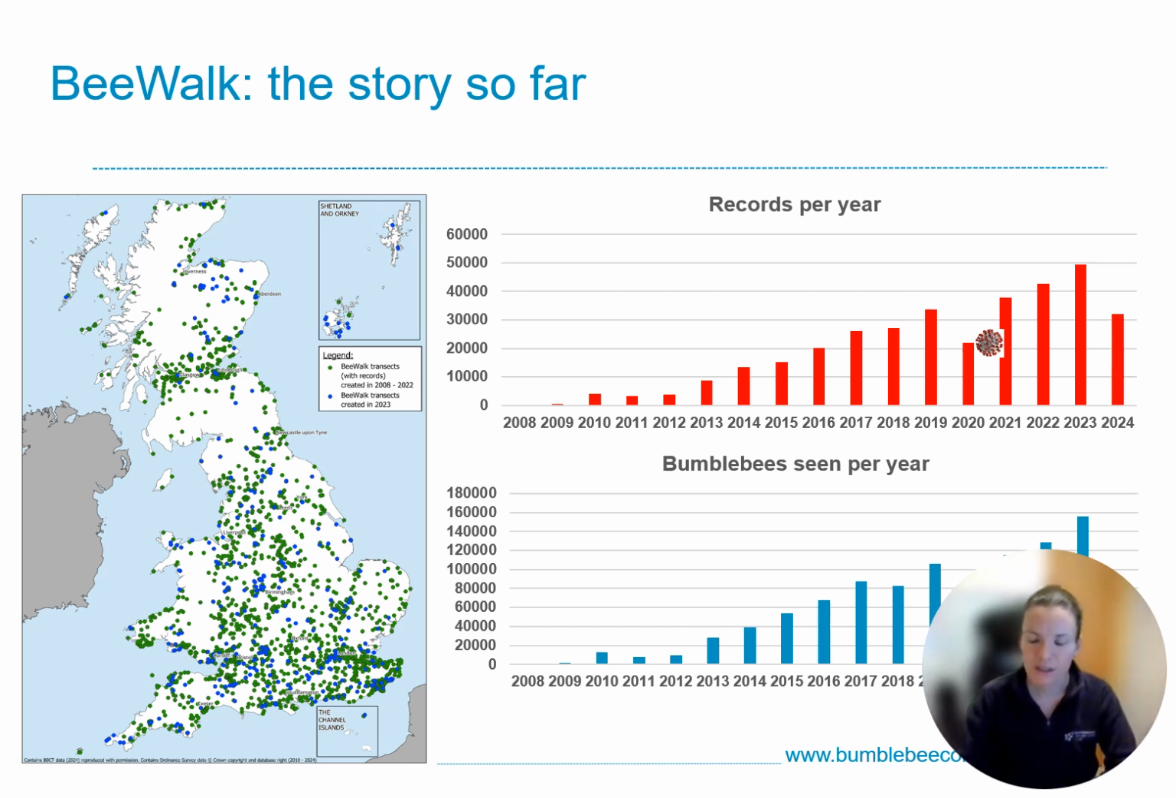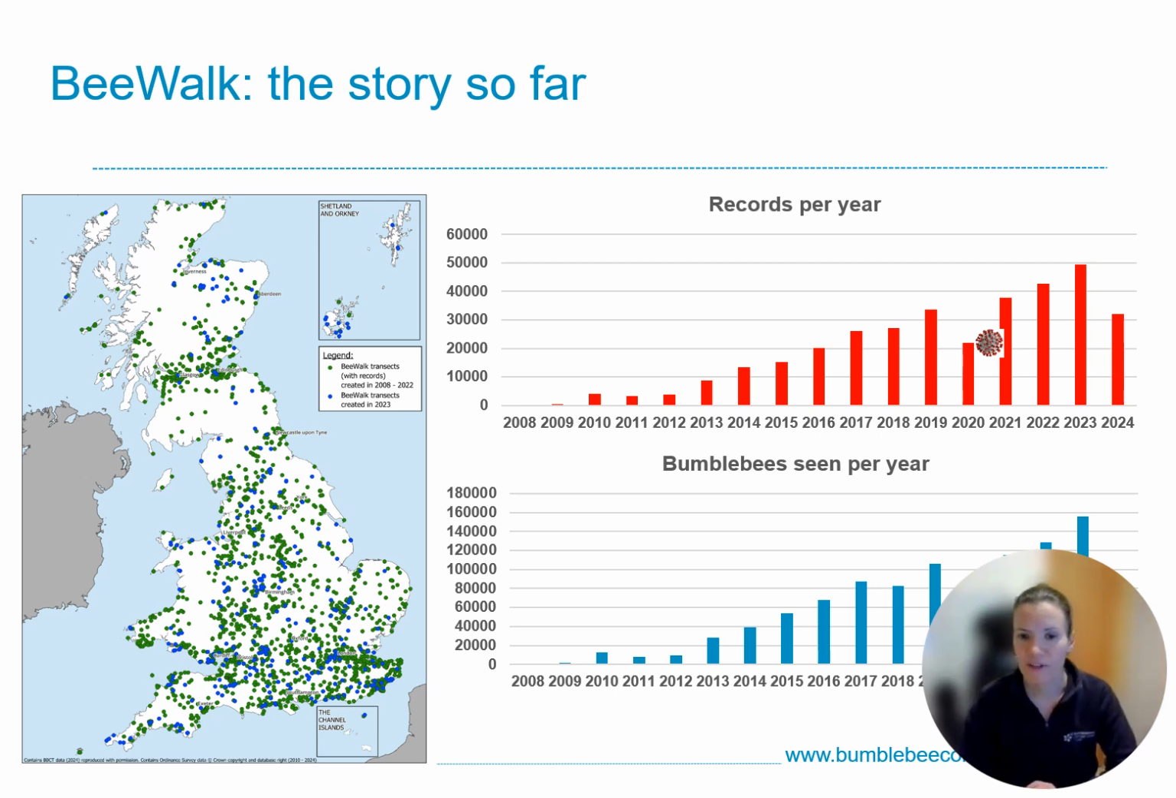Unfortunately, I'm right in front of one of the bar charts, so apologies for that. The 2024 bars are a little bit lower because we're still receiving data for that, so they will increase when we've got all the data in by the end of the year. For 2023, we had data submitted for 964 transects, and over 49,000 records were submitted as well. We're hopeful that for 2024 we may reach over 1,000 transects having data submitted for them, which will be a real milestone for us. And we did reach our millionth bee recorded through BeeWalk earlier this year, in June.